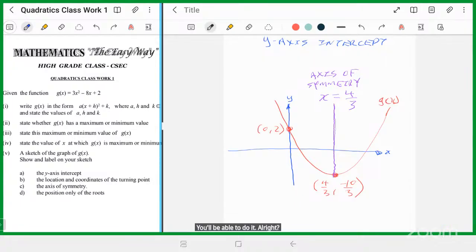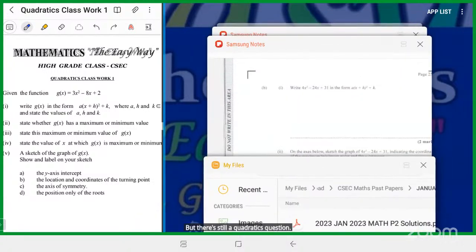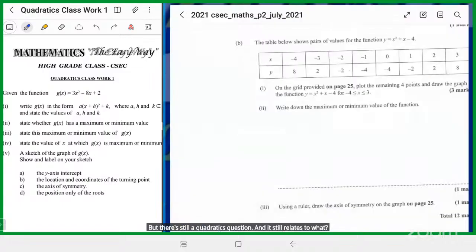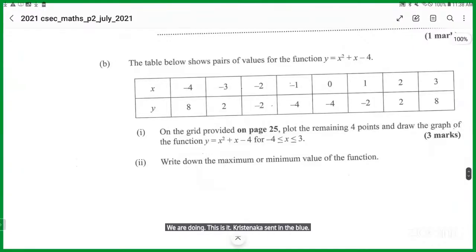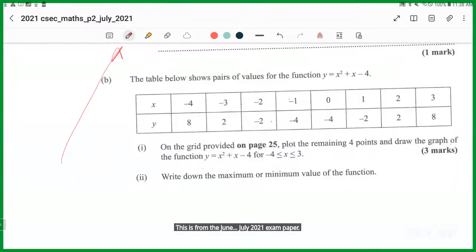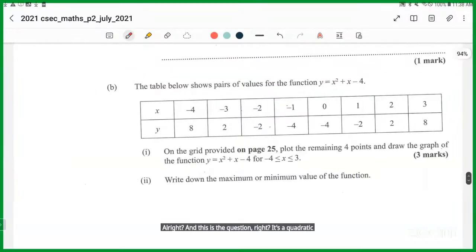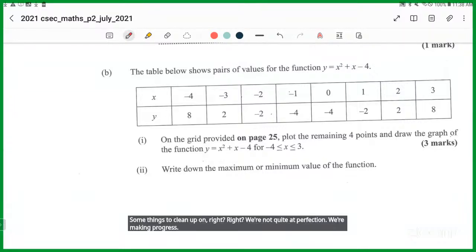Alright? So I'm giving you a question that is set out a little differently now. But it's still a quadratic question, and it still relates to what we are doing. And this is the question that I sent in the group. This is from the July 2021 exam paper. It's a past paper question, and it's a quadratic question on the screen. A lot of persons gave some solutions. Pretty good, but some things to clean up on. We're not quite at perfection yet. We're making progress, but want to attain perfection.